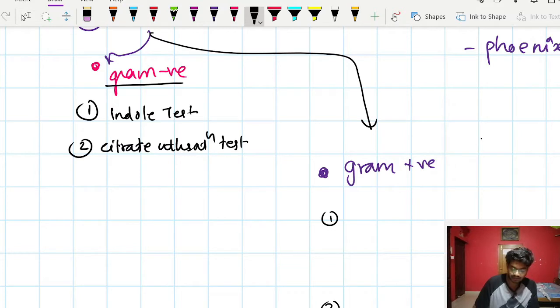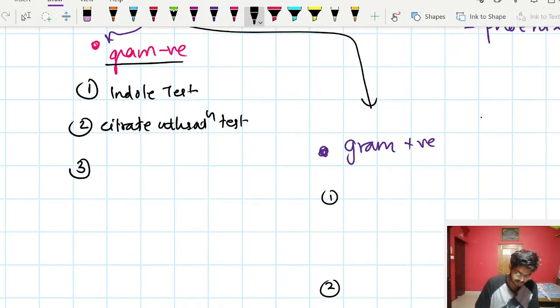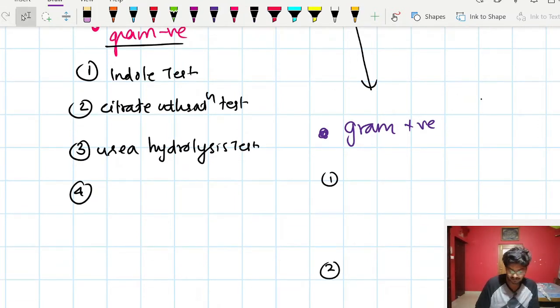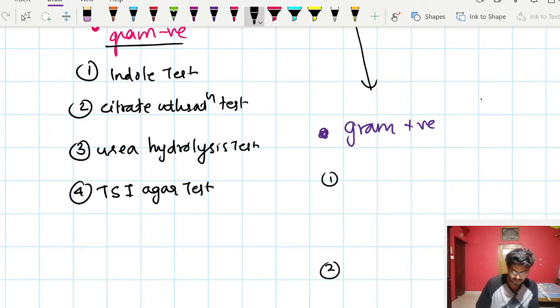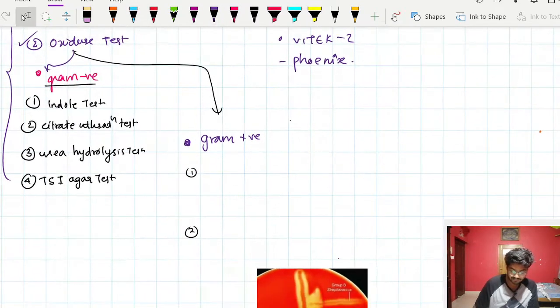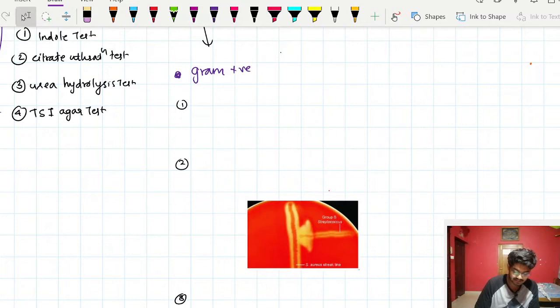We will discuss each of them in detail. Then there is our urea hydrolysis test. Then there is our famous triple sugar iron agar test, which is an important test because we can detect many things from it. In this module we are going to discuss the catalase and oxidase tests in detail.